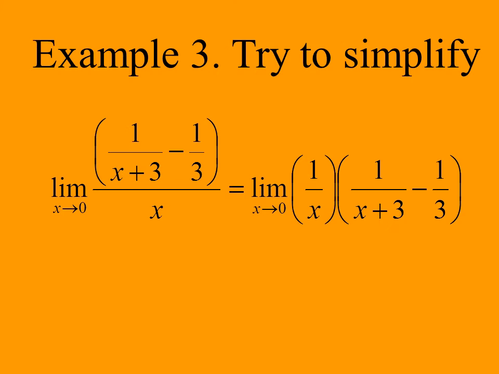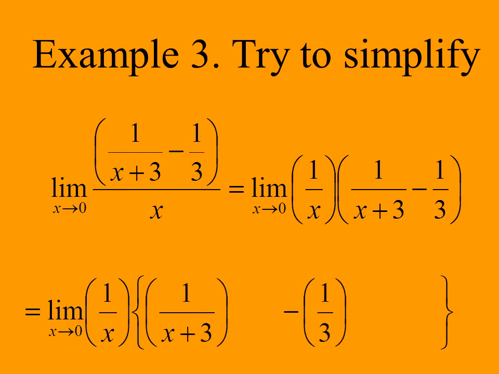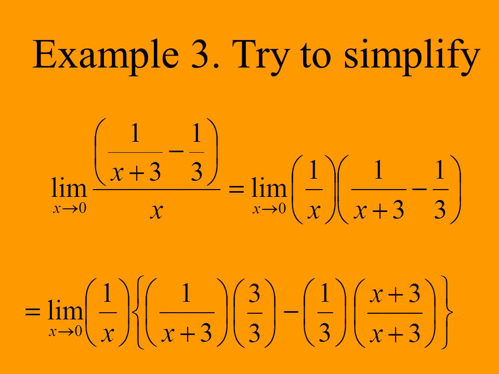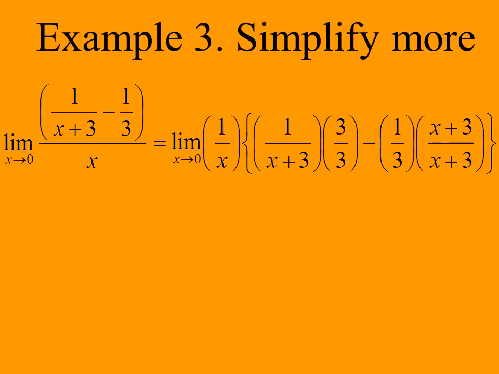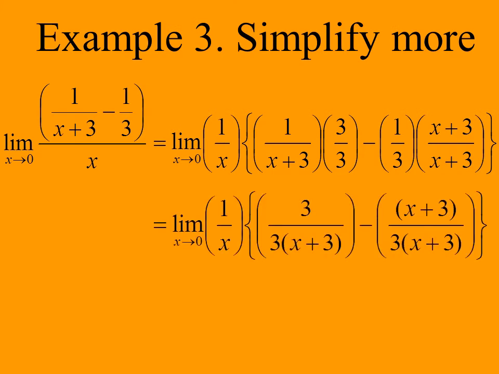We continue to try to simplify by getting a common denominator for the 1 divided by x plus 3 minus 1 divided by 3 part of the function. The common denominator is the product of x plus 3 and 3. So we multiply 1 divided by x plus 3 by 3 divided by 3, and we multiply 1 divided by 3 by x plus 3 divided by x plus 3. We now carry out the multiplication. This allows us to combine the functions.